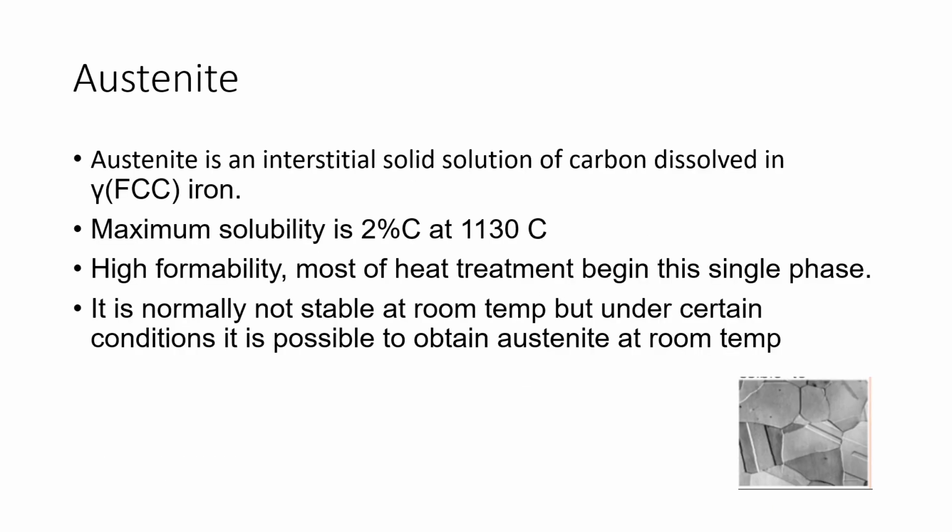What is austenite? Austenite is an interstitial solid solution of carbon dissolved in gamma FCC iron. Maximum solubility is 2% carbon at 1130 degrees centigrade, which is quite higher than pearlite and ferrite. High formability. Most of the heat treatment begins in this single phase. It's normally not stable at room temperature, but under certain conditions it is possible to obtain austenite at room temperature. Attached is the microstructure of austenite.